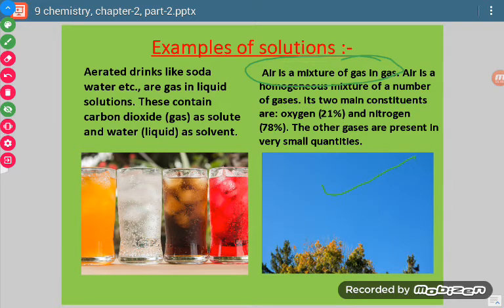So you can see this clear sky. Clear sky means there is a mixture of gases in which nitrogen is in more amount, 78%, and oxygen is in less amount, 21%. There are other gases also, but if we talk about only these two, then we can say nitrogen gas behaves as a solvent and oxygen gas behaves as a solute.